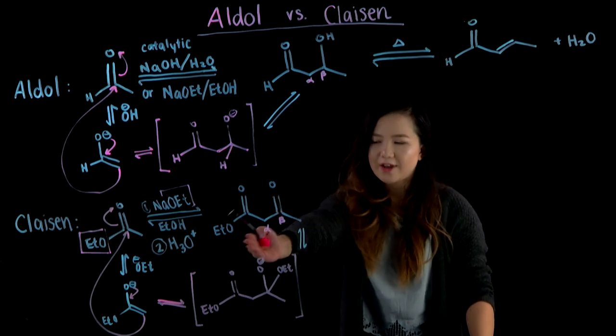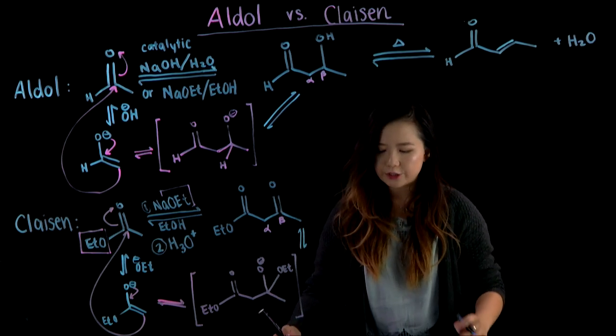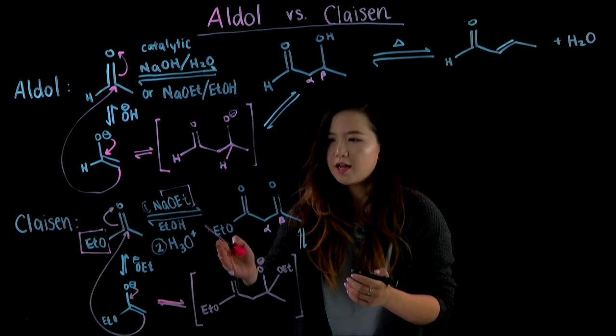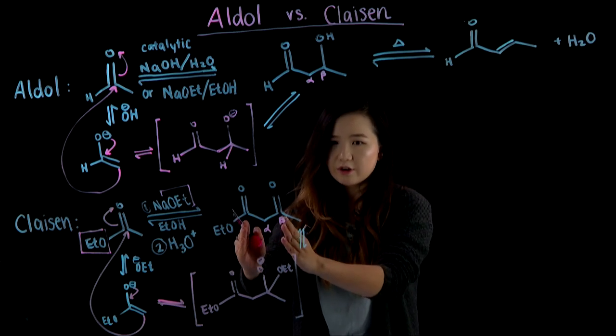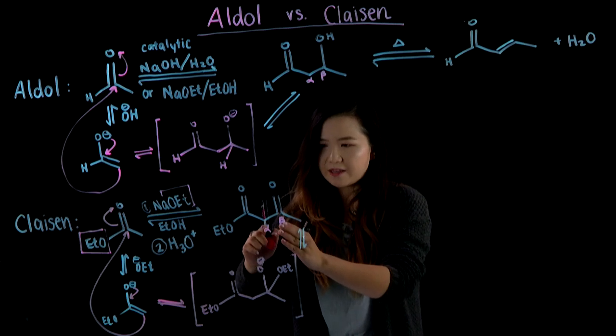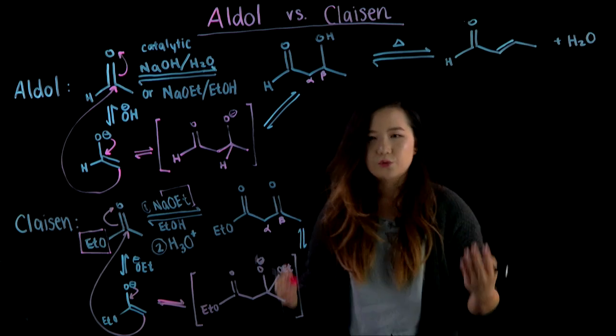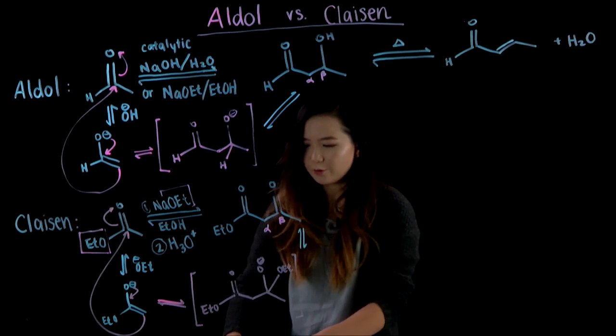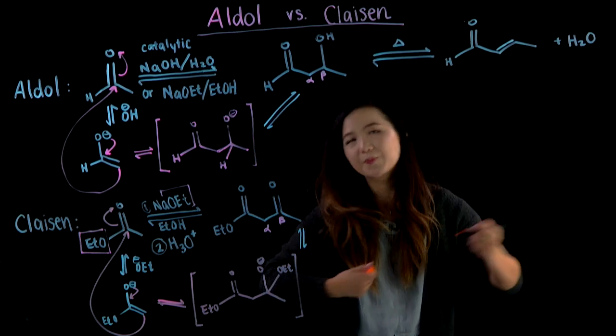So this final product is called a beta-keto ester. So if you were to form something that has an ester next to a carbonyl, next to another carbonyl, separated by this one carbon in between, then you will know that this is a Claisen reaction. So let's summarize what we have talked about today.